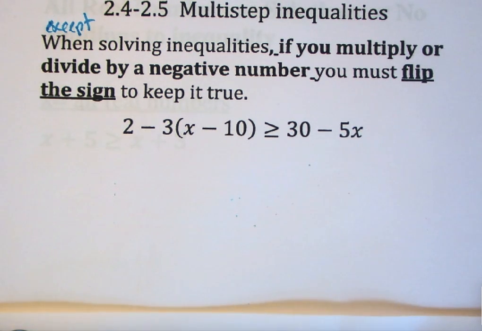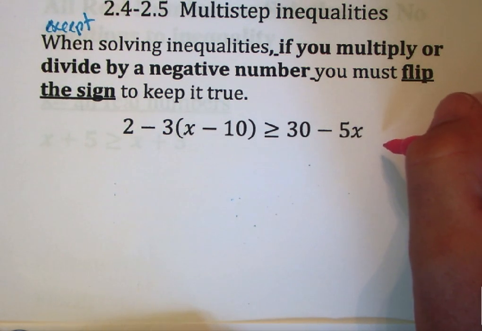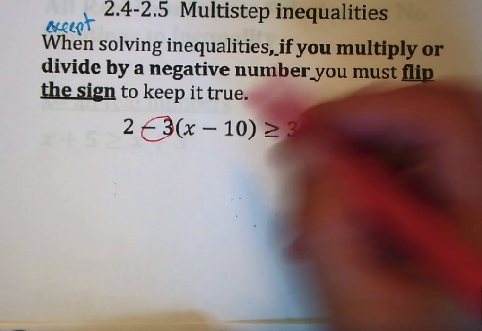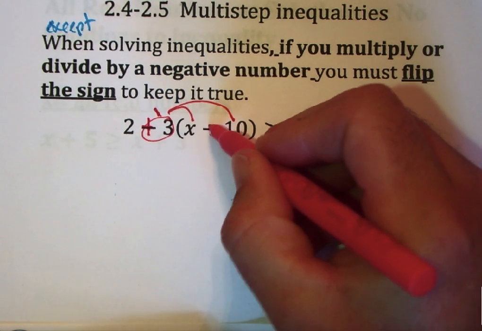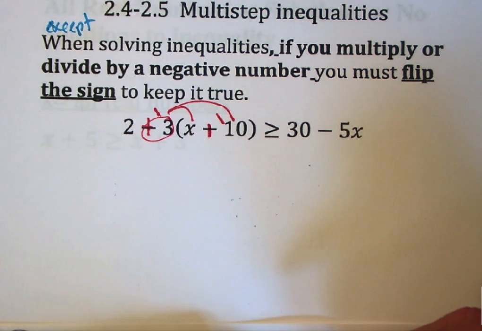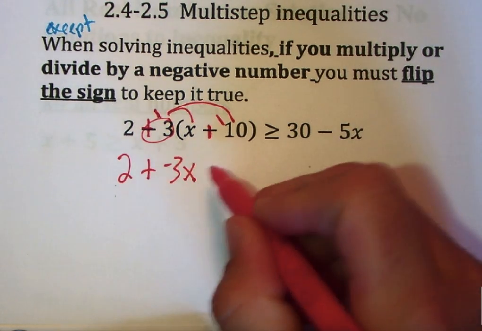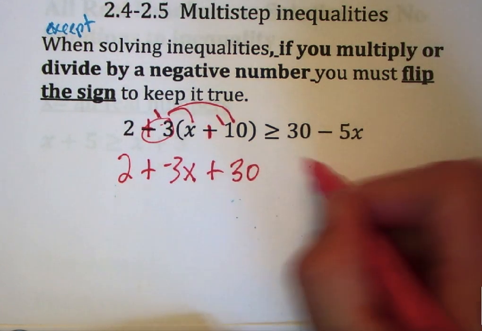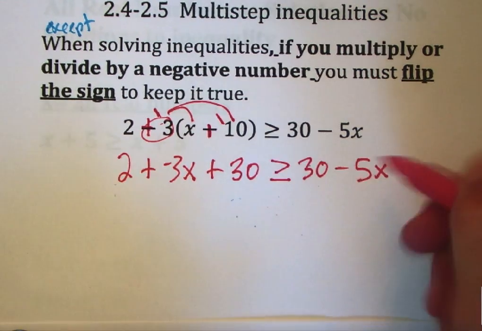So, I wanted to do step one together for you. We look at the inequality. The first thing I'm going to do is simplify the side. If we do plus negative 3, you might see it better. This is plus negative 10. Now we can distribute. We get 2 plus negative 3x plus negative 3 times negative 10 is positive 30, which is greater than or equal to 30 minus 5x.